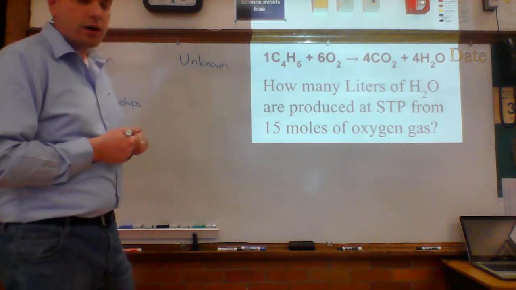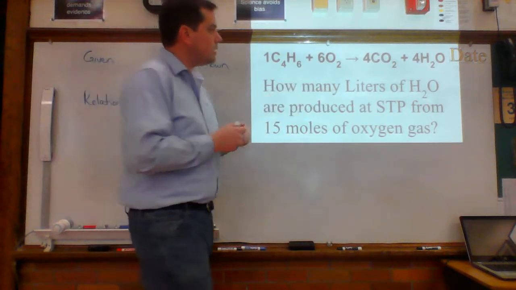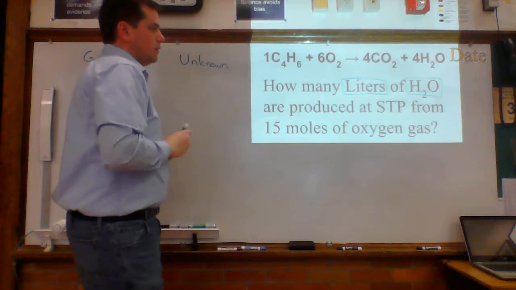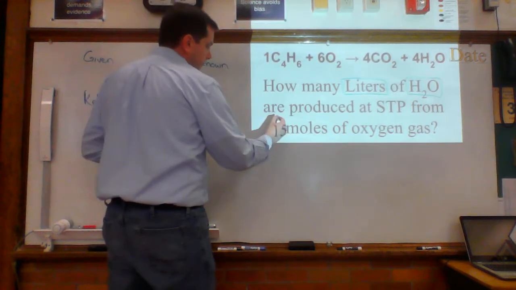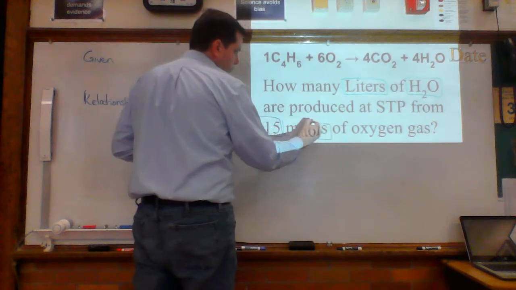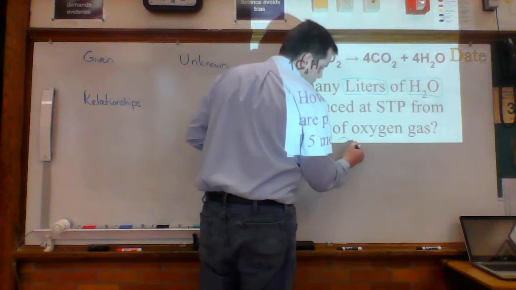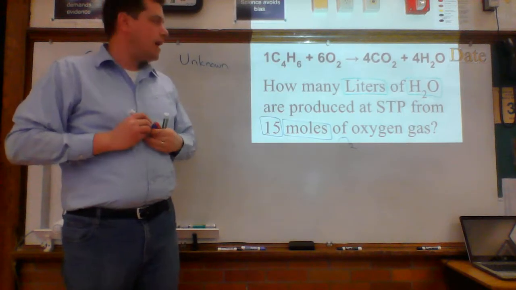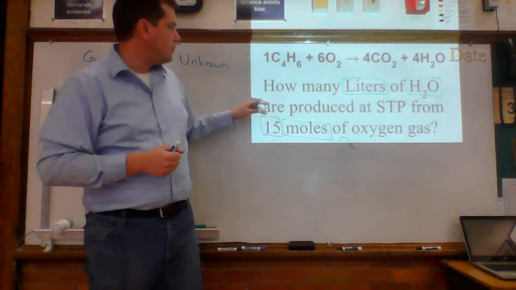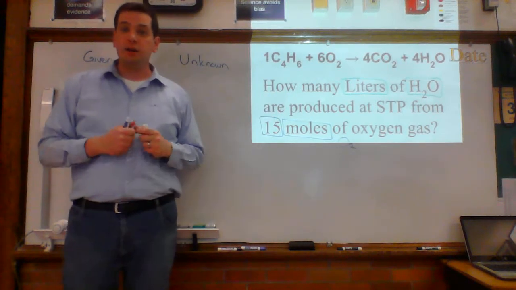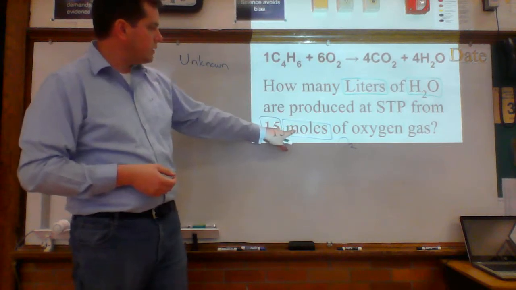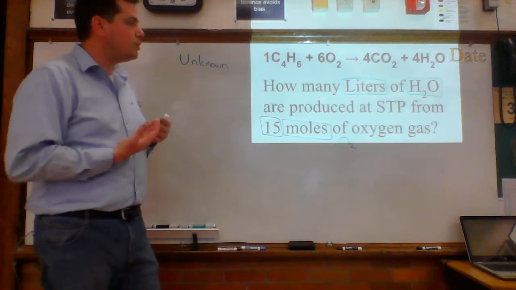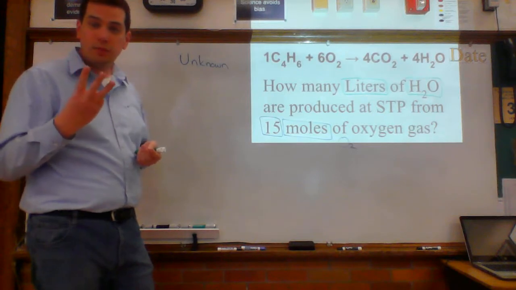But here we go. Let's read this for our givens and our unknowns. How many liters of H2O, that's water, are produced at STP from 15 moles of oxygen gas, that's O2? That's the oxygen gas up here. You'll notice that there's a balanced chemical equation, and you've got liters and 2 different chemicals. It looks a lot like a 3-step mole problem. The difference here is that it says moles. It's giving you moles right away, so you don't have to calculate moles like you would if it was a 3-step problem.